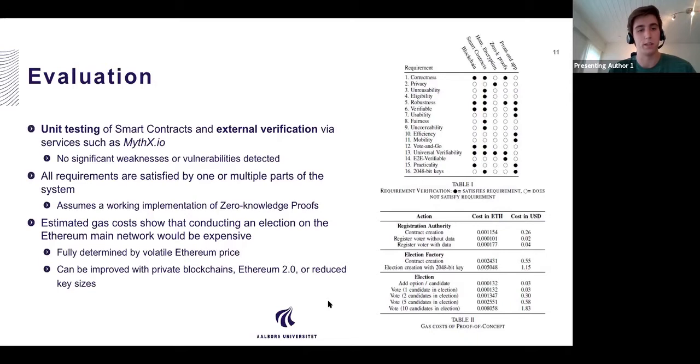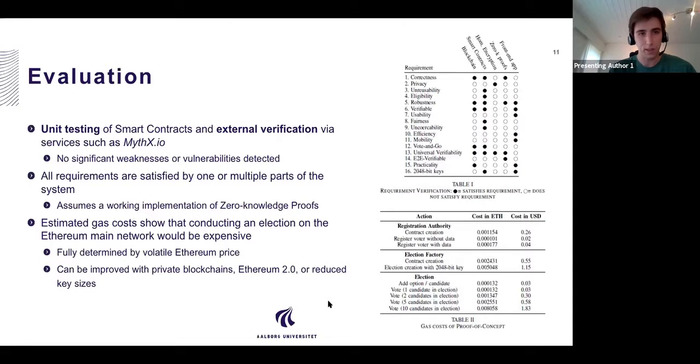And then we also did an estimation of the costs of running such a system for an actual election. And it shows that it would be very expensive currently to actually conduct such a system for a general election. If you have 10 candidates in an election, one vote would cost you approximately $2 American currently, but this is fully determined by the Ethereum price. So if that goes down, your price of the election will also significantly go down.